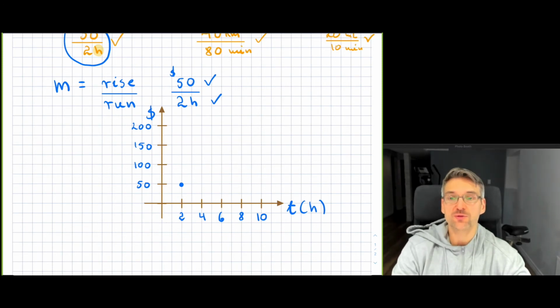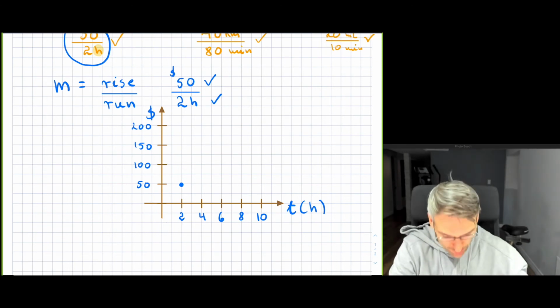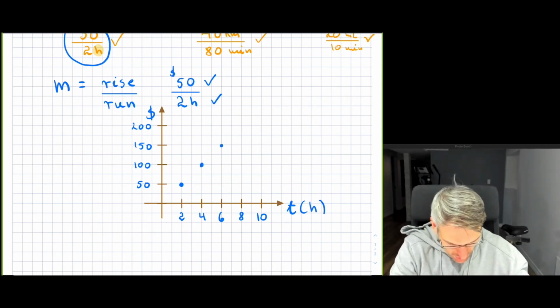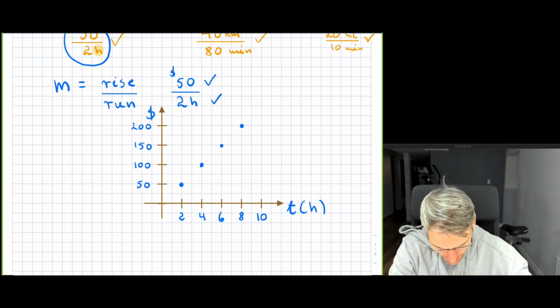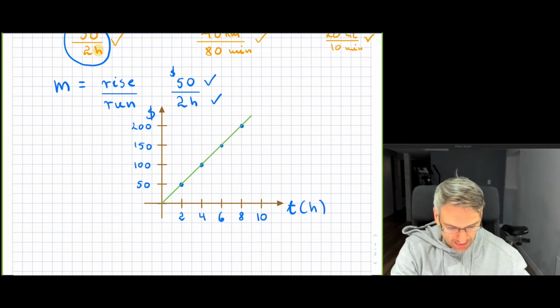Now if I continued, let's say I was working, then I would notice that for the next 2 hours, I would make another $50. So in total I would have $100, and this would be labeled in this way. And notice now I have my line, and I can connect these through, and this would be a line which is going in this direction.